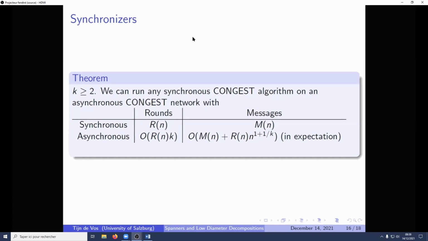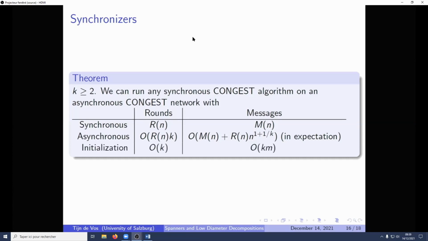If you have a cluster-based spanner, you can always use it to get a synchronizer. So this is more of a corollary, and that is not a very new result. But it's just the way spanners can be used in synchronizers. But only certain spanners, because they need to have the right structure.